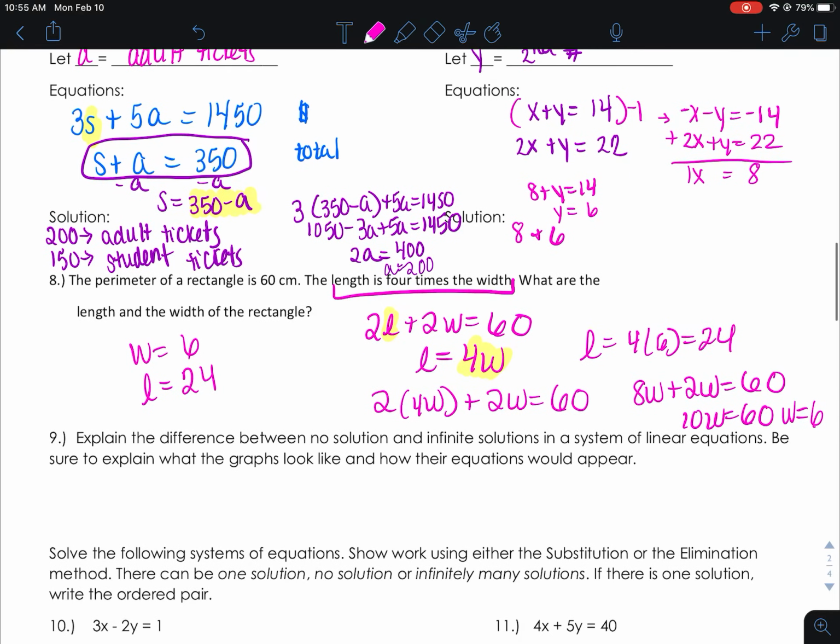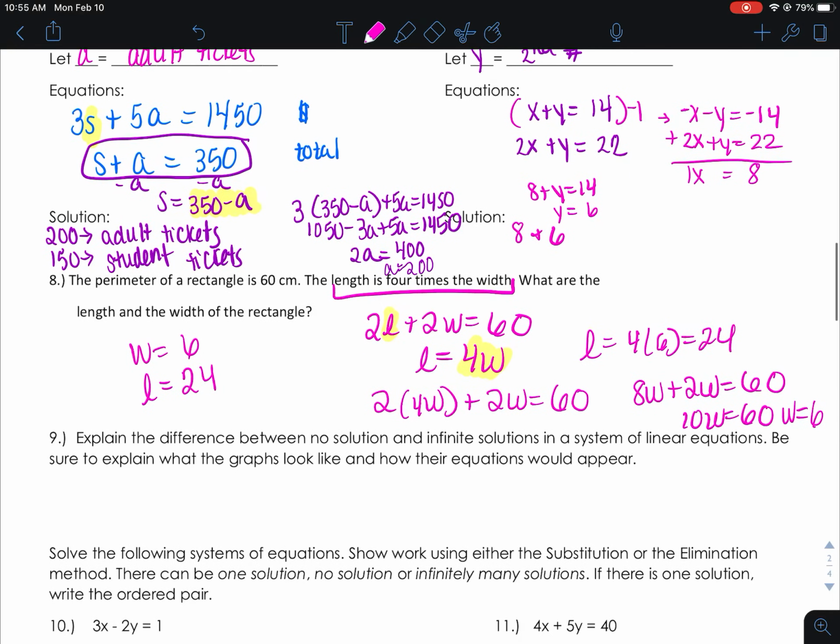All right, what's the difference between no solution and infinite solutions? So no solution would be like their lines are parallel. They have no points in common. Infinite solutions, which is like all real numbers, means that the lines overlap and they share every point, because they're on the same line. So something like that.